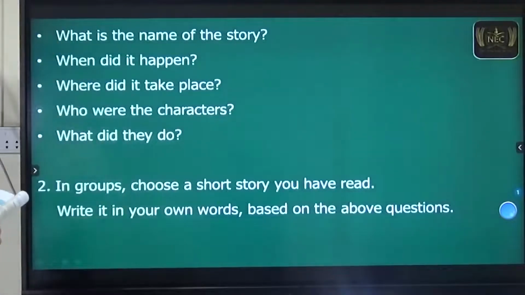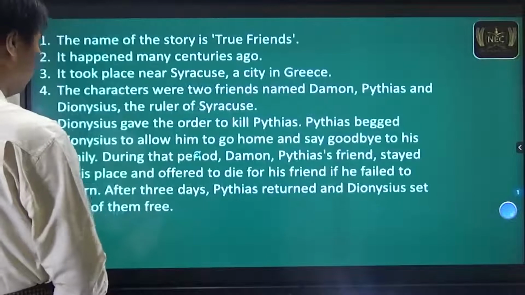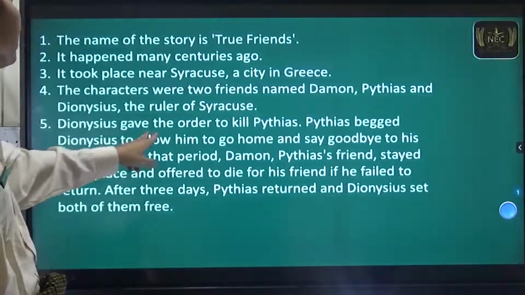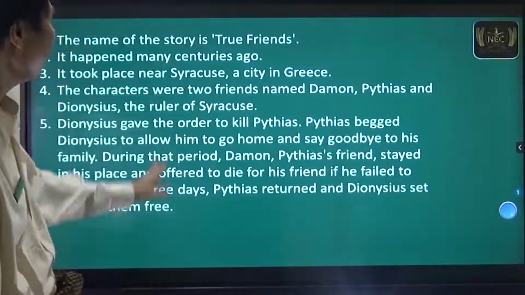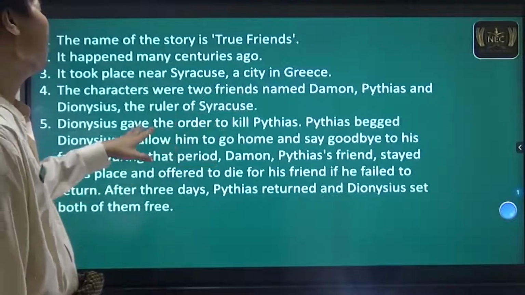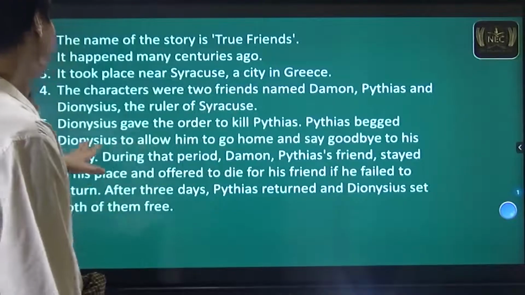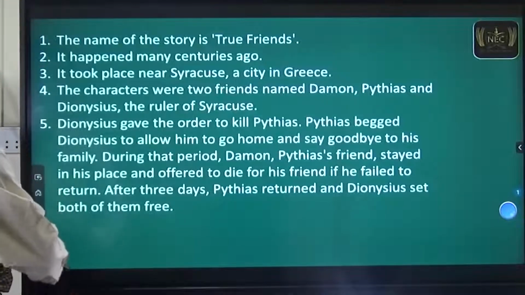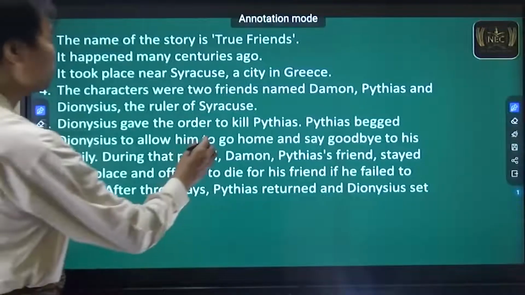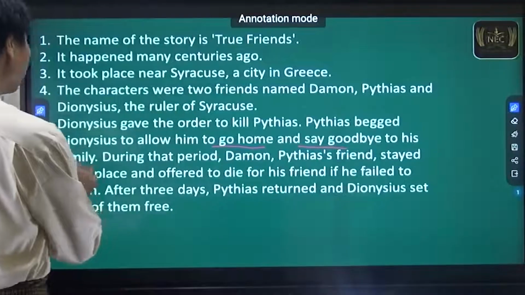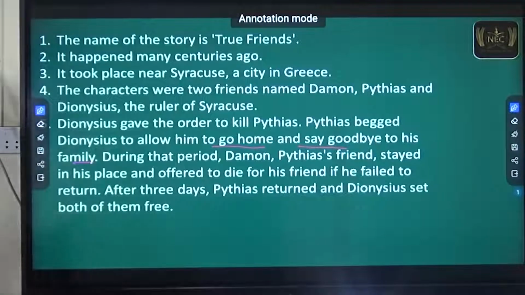What did they do? Dion gave the order to kill Pythias. Pythias begged Dion to allow him to go home again and say goodbye to his family.